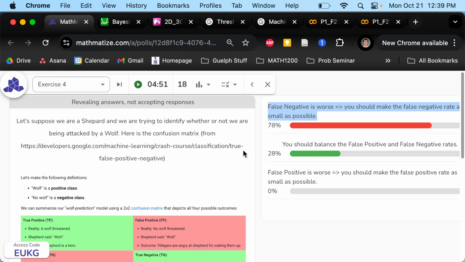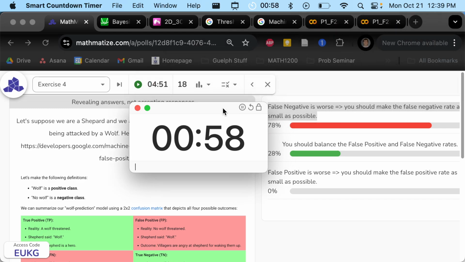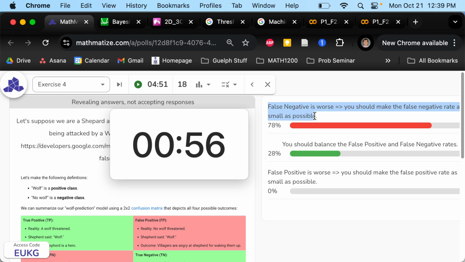I'll give you 1 more minute to chat with your neighbors. Why did most people get this wrong? They missed some simple thing. Find the simple thing that most of you got bamboozled by. This is the wrong answer. This is the right answer.